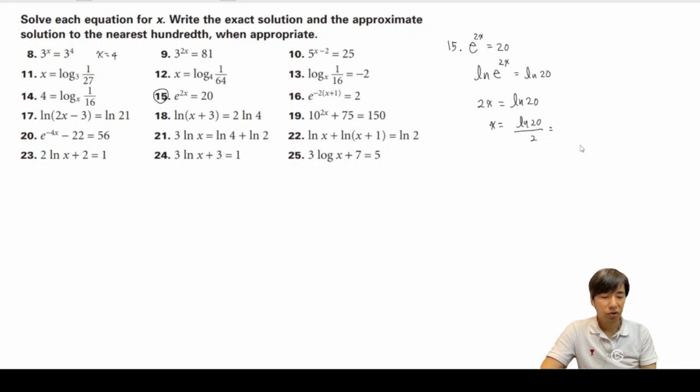So you need to use your calculator here. ln 20 divided by 2 is 1.4978, but we're rounding to the nearest hundredth. So that's 1.50.